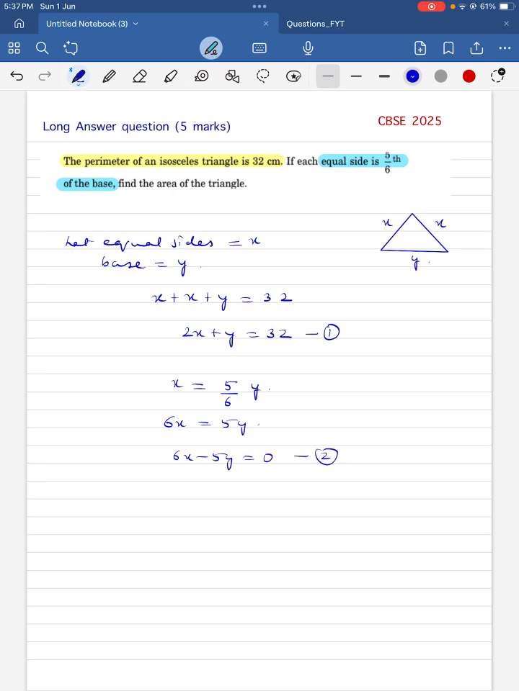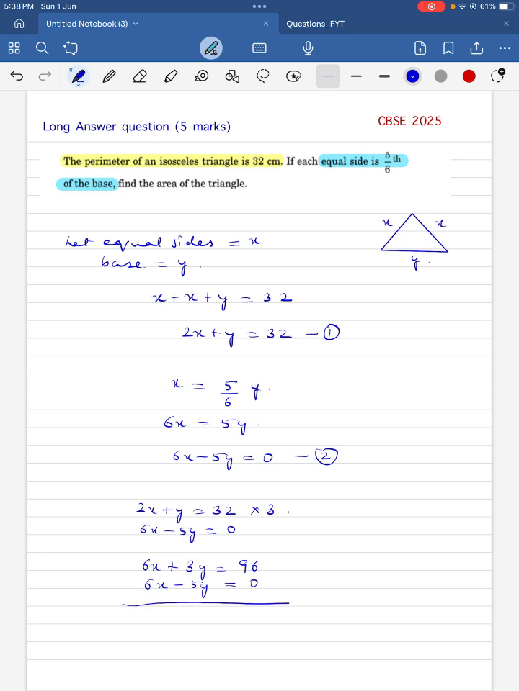Now all I have to do is solve both of these equations from which I will get the value of x and y. So let's do that. Now 2x plus y is equal to 32 and 6x minus 5y equal to 0. Let me multiply the first equation with 3 so that we can eliminate the x term. So that is 6x plus 3y is equal to 96. And the second equation remains as 6x minus 5y equal to 0.